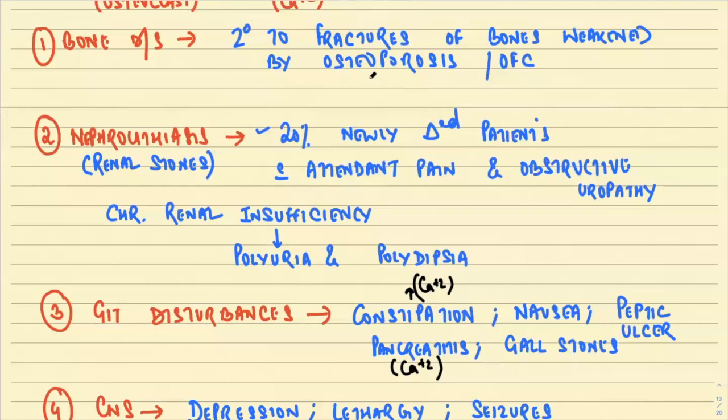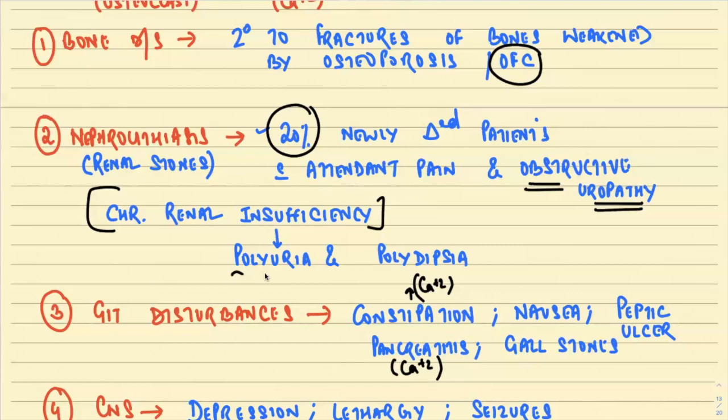The first thing is there will be bone disease. As I've already discussed, there are fractures of bones weakened by either osteoporosis or osteitis fibrosa cystica. Nephrolithiasis, as I've already said, is seen in basically 20% of newly diagnosed patients. The patients are having renal stones, and the patient will present with obstructive uropathy. Chronically affected patients will present with chronic renal insufficiency, which is characterized by polyuria and polydipsia.